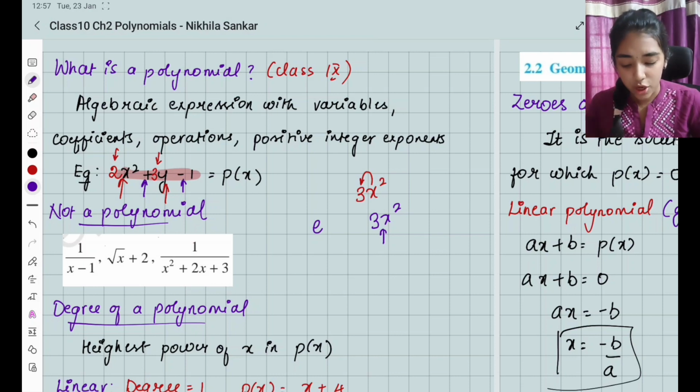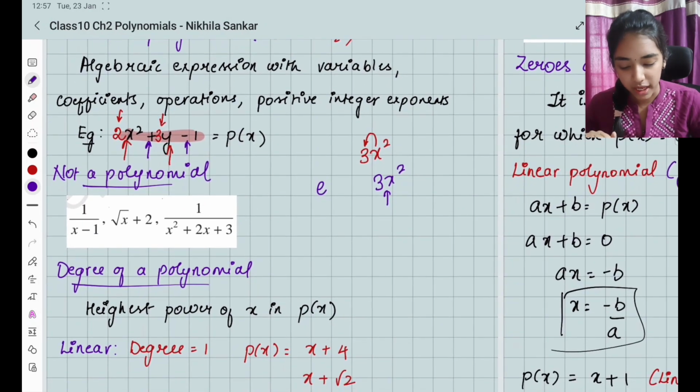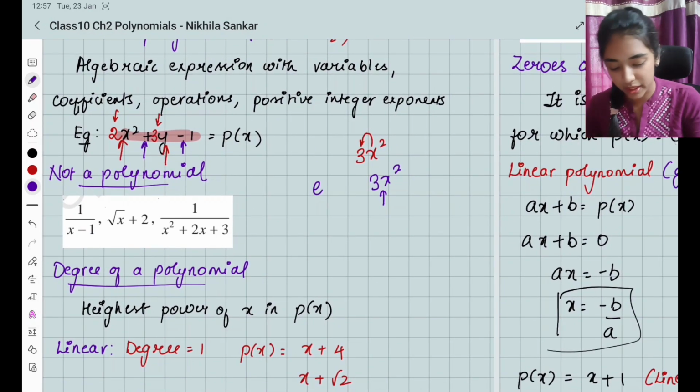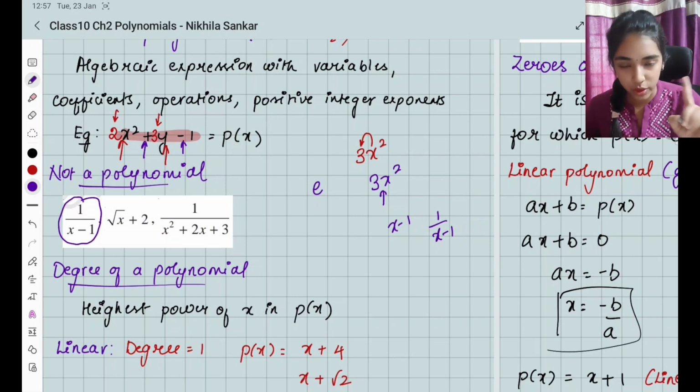Now, which is not a polynomial. If not a polynomial na, the variable always has to be in the numerator. But in the example, it is in the denominator. You have 1 by x minus 1. x minus 1 is a polynomial, but 1 by x minus 1 is not a polynomial. Okay, so edu polynomial, edu polynomial illenu theriyano.